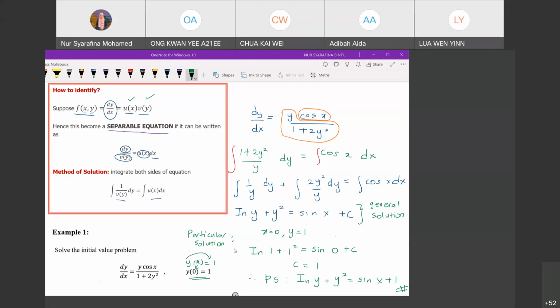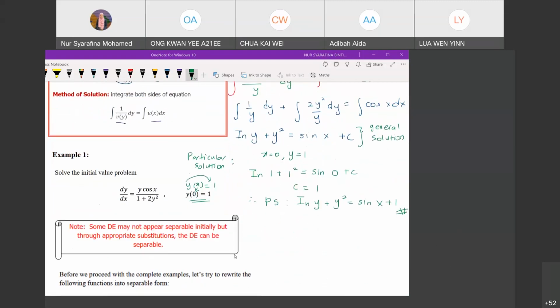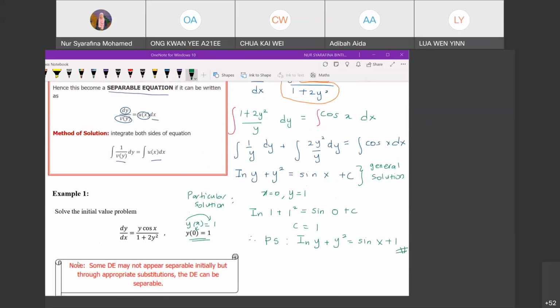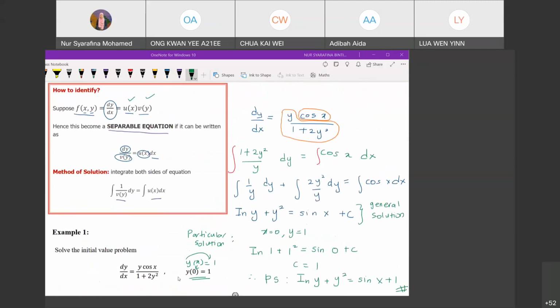Okay. Let's take a look at the notes. In the notes, some differential equations may not appear separable initially, but through appropriate substitution, the DE can be separable. Okay, for this case, directly you can separate the function, but somehow for certain functions, we cannot separate the function directly. We need to use substitution.